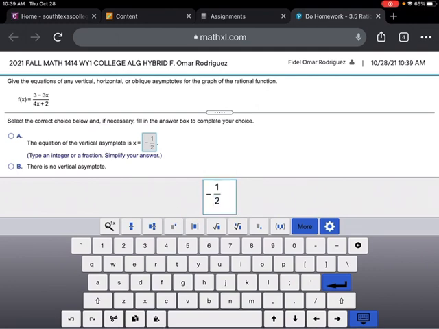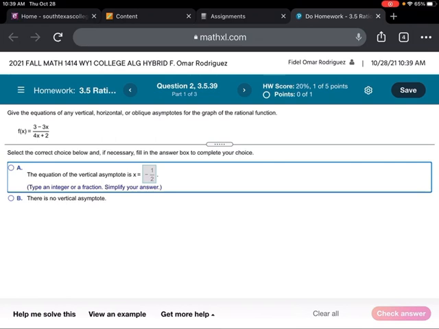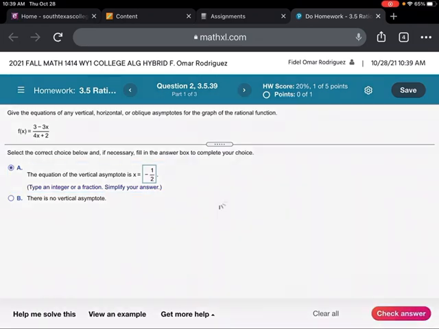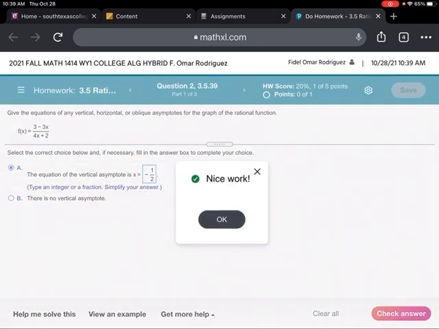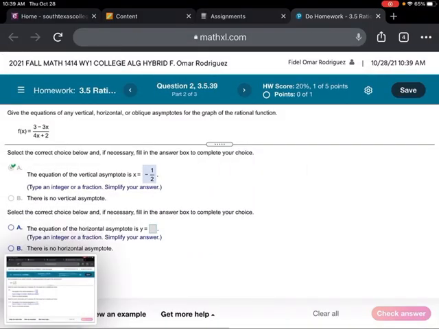Oh, come on, check. Why is it not checking? Ah, I gotta hit A. There we go. Now we can check it, and we got it. Okay, good. So now there's the second part. It says, what about a horizontal asymptote?